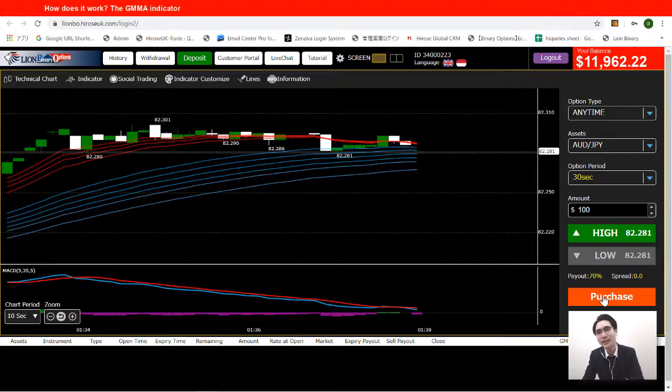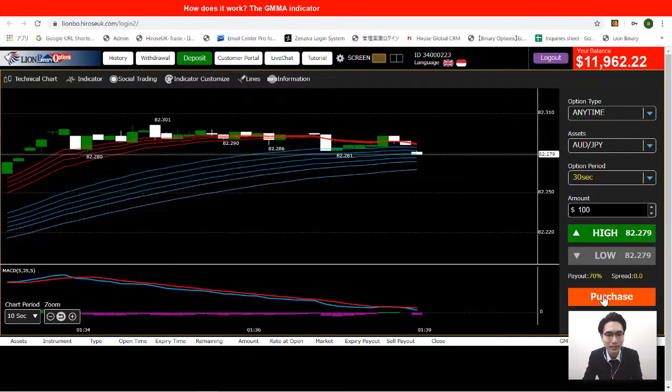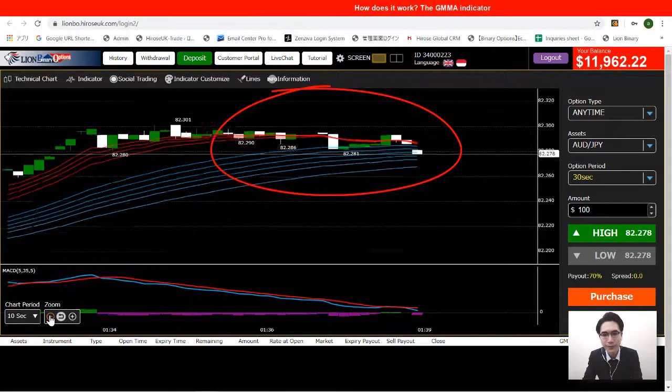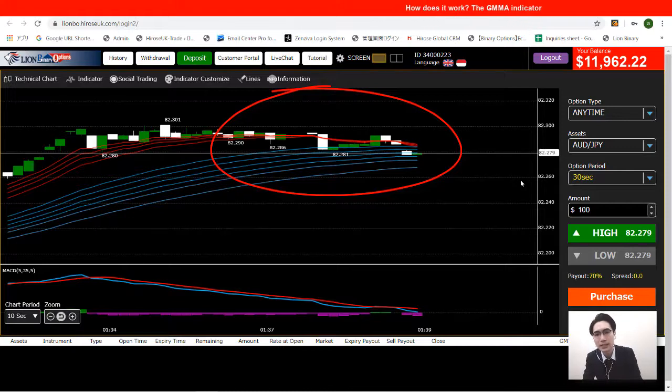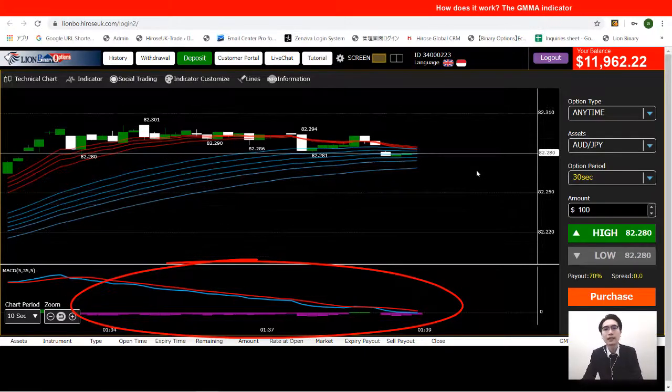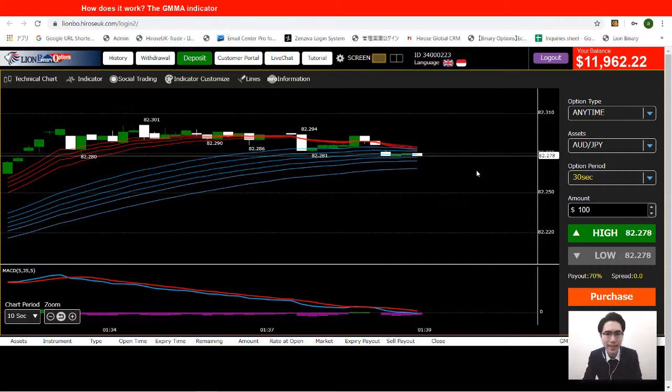But now if we take a look at here, the candlesticks are actually crossing through the blue lines. That means there is a potential trend reversal. And if we take a look at the MACD, it keeps dropping here, and then it gets really close to the zero line, and it's about to cross over. Now I know that the uptrend might be ending soon.